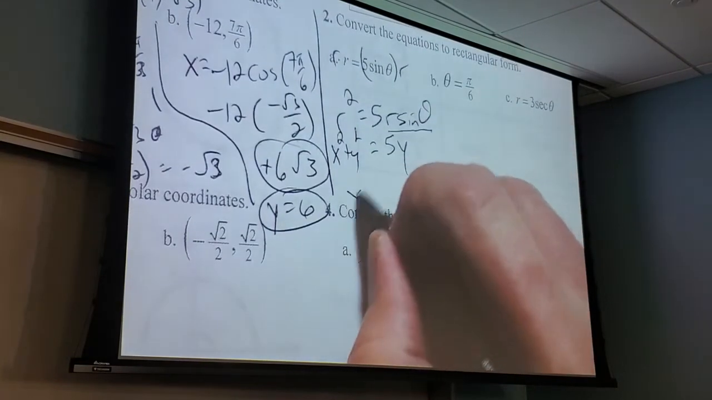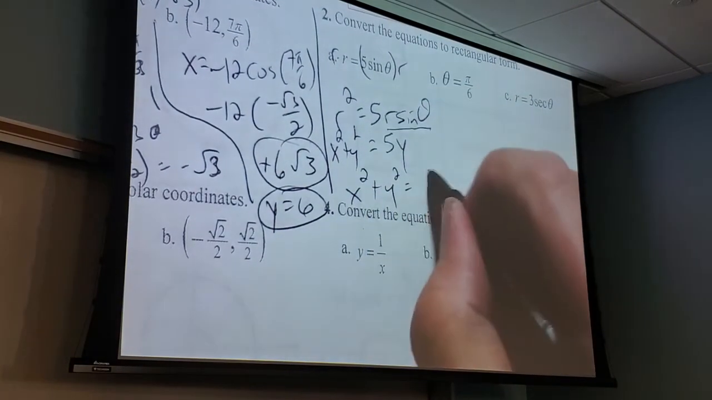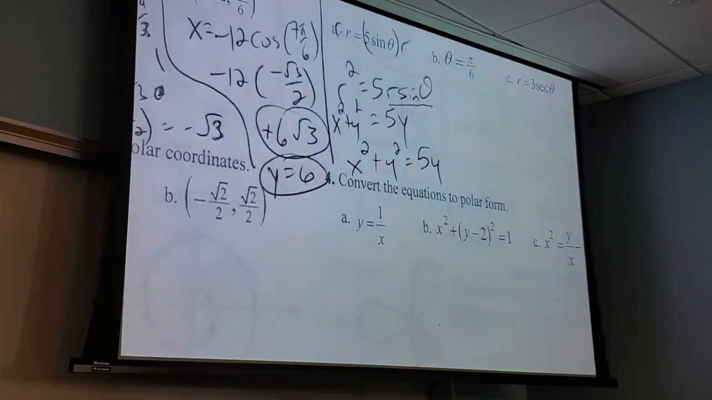Let me write that better. So x squared plus y squared equals 5y. Is that totally in rectangular coordinates now? Meaning, does it only have x and y in it? Yes. It's got no r, no theta. So if I see an r cosine theta sitting somewhere, then I could just replace that with x, right? Because that's what x is.